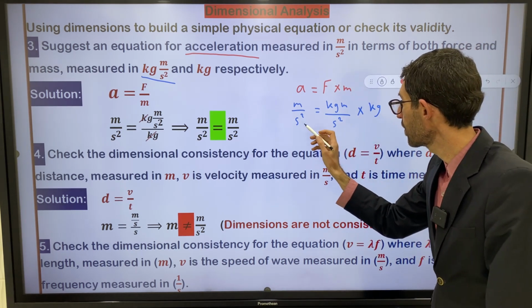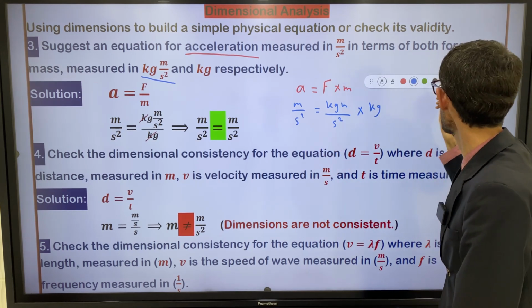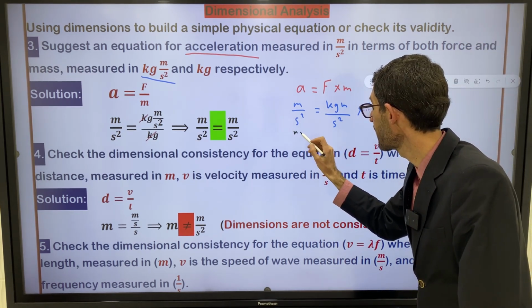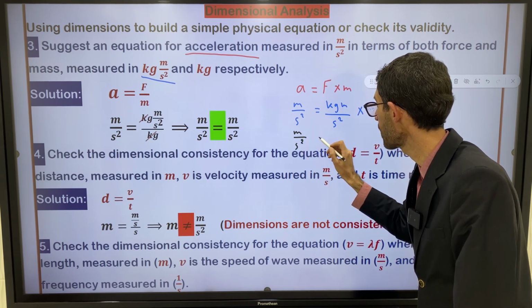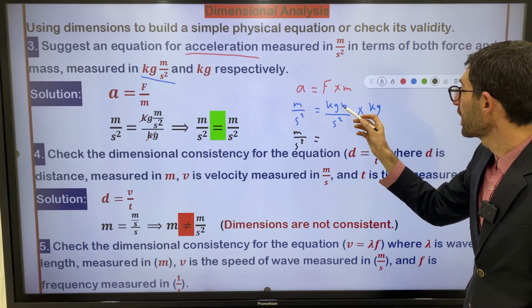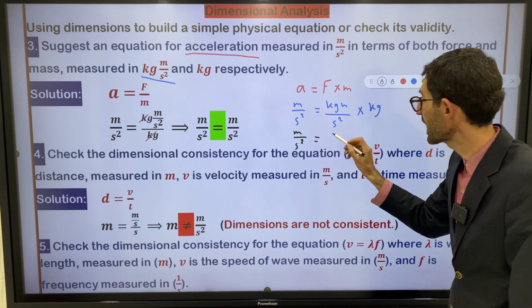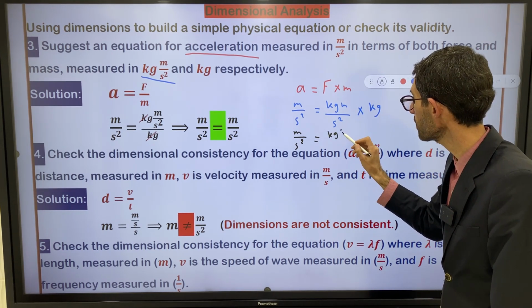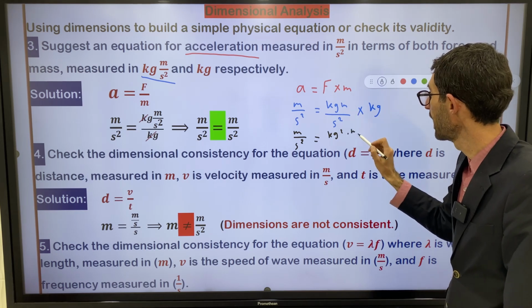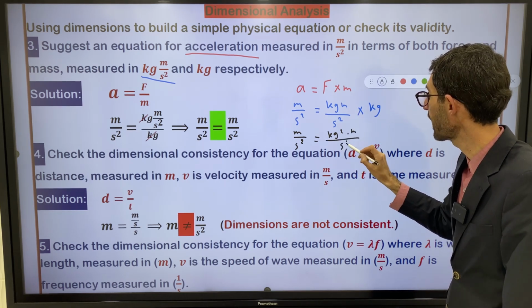Let me write it here. So I say meter per second square. I bring it down. Meter per second square is equal to here a kilogram times kilogram, which becomes kilogram square, right? Multiplied by meter divided by second square.